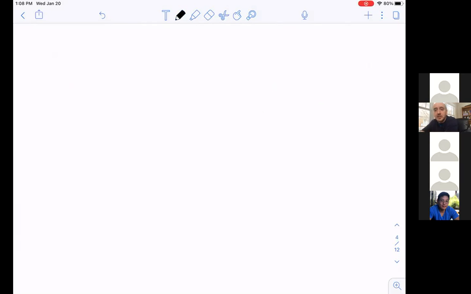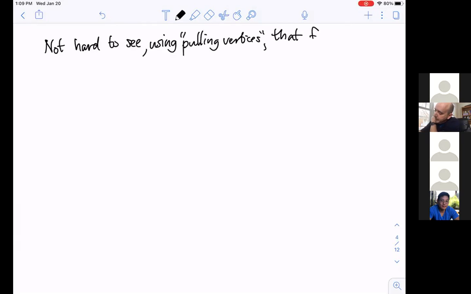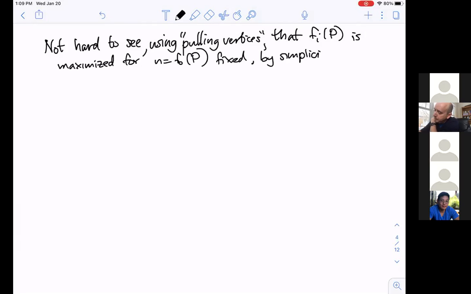Sorry, I forgot to talk about a reduction. Let's talk about the reduction. It's not hard to see that when we're trying to maximize the number of i-dimensional faces, fixing the number of vertices, we may as well be talking about what are called simplicial polytopes. There's a construction that I'll show you that lets you pull vertices, and you'll have the same number of vertices, but more faces in every dimension, and get you to a simplicial polytope. So it's not hard to see, using pulling vertices, that F_i of P is maximized for a fixed number of vertices by simplicial polytopes.